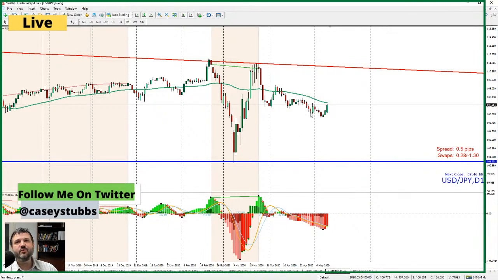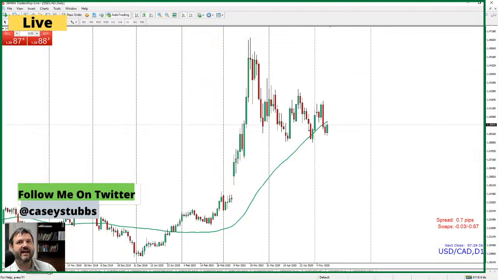So that's what I'm thinking on the US yen. Not really available to take a trade right now. Got to wait. I'm also, let's take a look at the USD CAD.